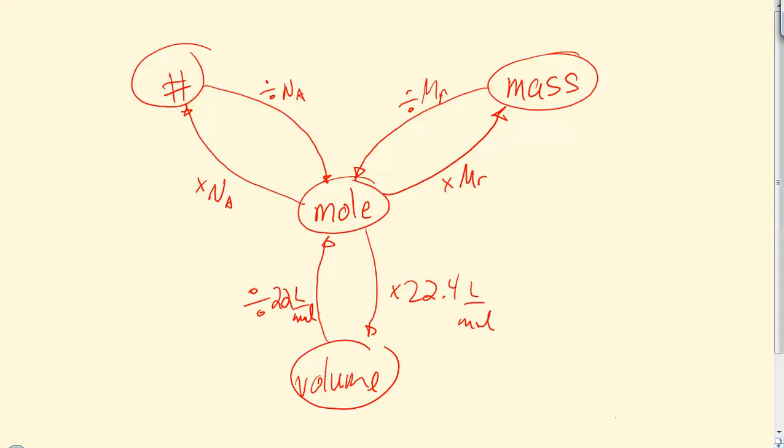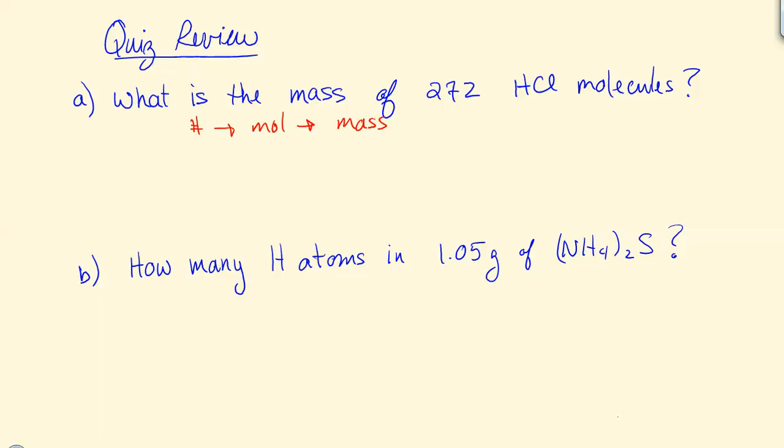All that to say is that if you are starting with a number of molecules, that means that you're starting here, and you have to get to the mass. You have to go to moles first by dividing by Avogadro's number, and then multiply by the molecular mass to do that first question. So just like that, then we're going to start with our numbers.